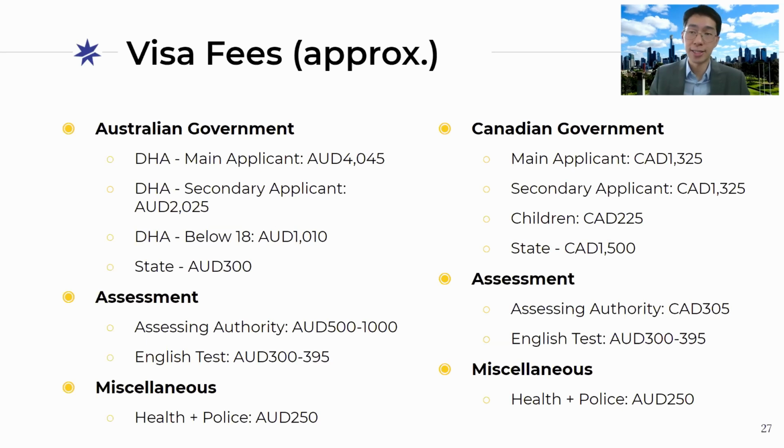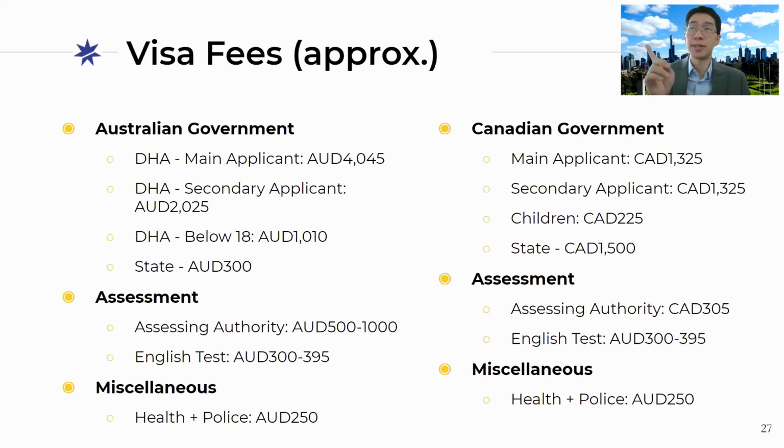There's a fee for the state, if you're using a state, and there's a fee for the assessing authorities, English tests, health and police clearances. So English test, health and police clearances for both are approximately the same. Assessing authority for Australia is a little bit higher. Assessing authority for Canada is a little bit lower. The government fees from Canada, they're quite a bit lower.